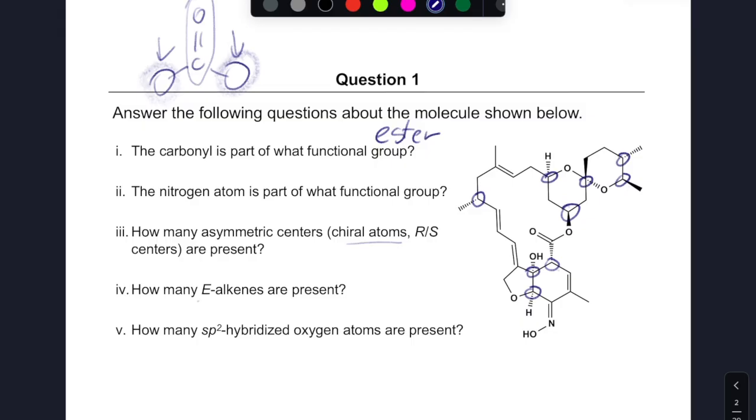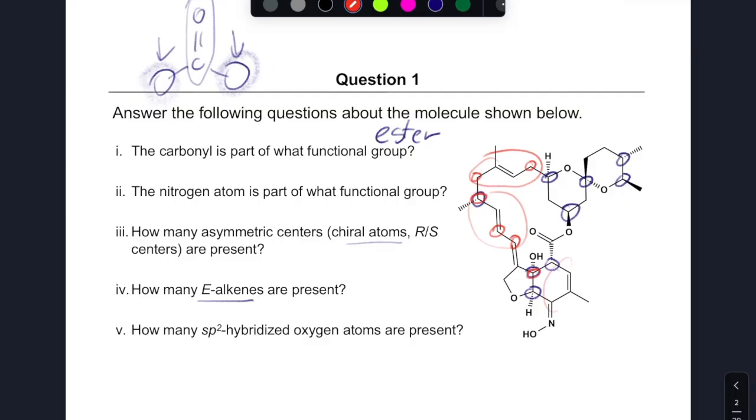How many E alkenes are present? Remember, E alkenes are molecules where the highest priority groups are on opposite sides. Z is on the same side. So highest priority groups opposite, there is 1 E alkene here, that's this one and this one, high priority. 2 here and here, high priority. And that's highest priority. This is highest priority. There are 3 E alkenes across that.